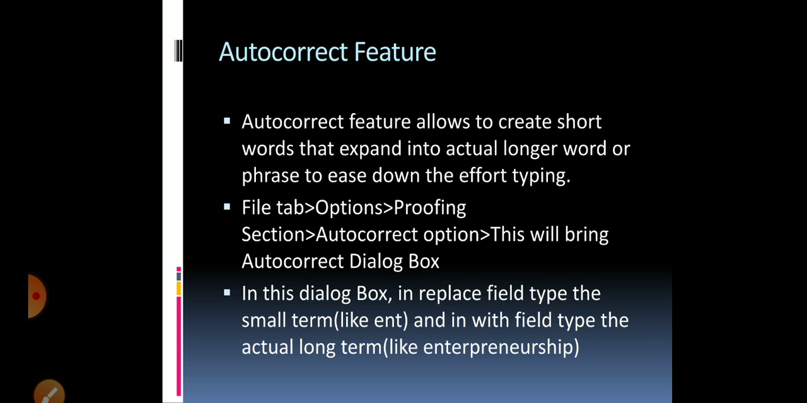Okay, so from where you can find it: file tab. Under file tab, option is there. From option you will find proofing section. Under proofing section, autocorrect option is there. This will bring the autocorrect dialog box. In this dialog box, in replace field type the small term like ent, and in with field type the actual long term like internship.